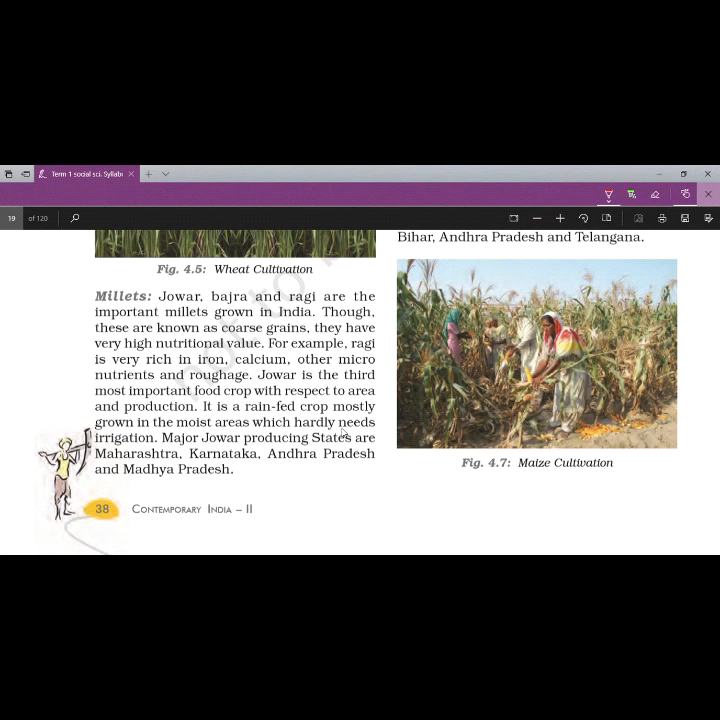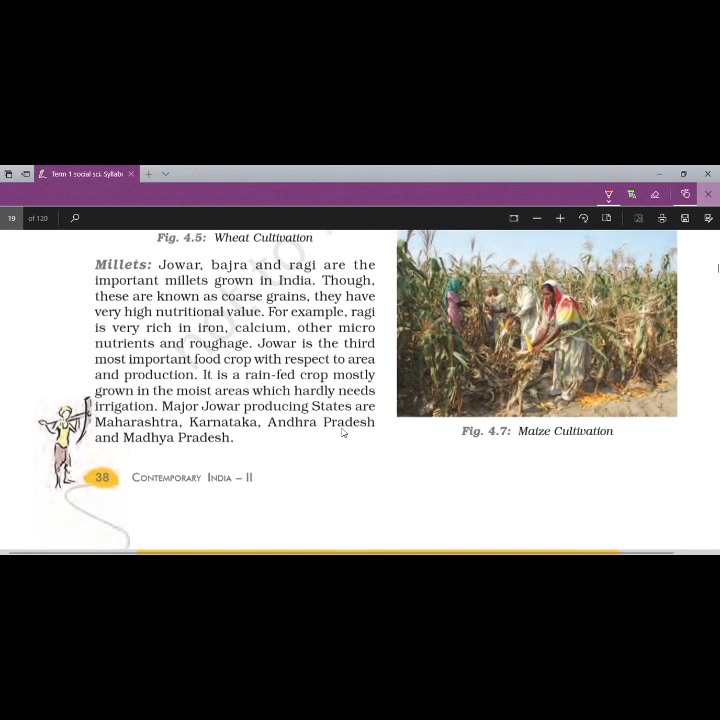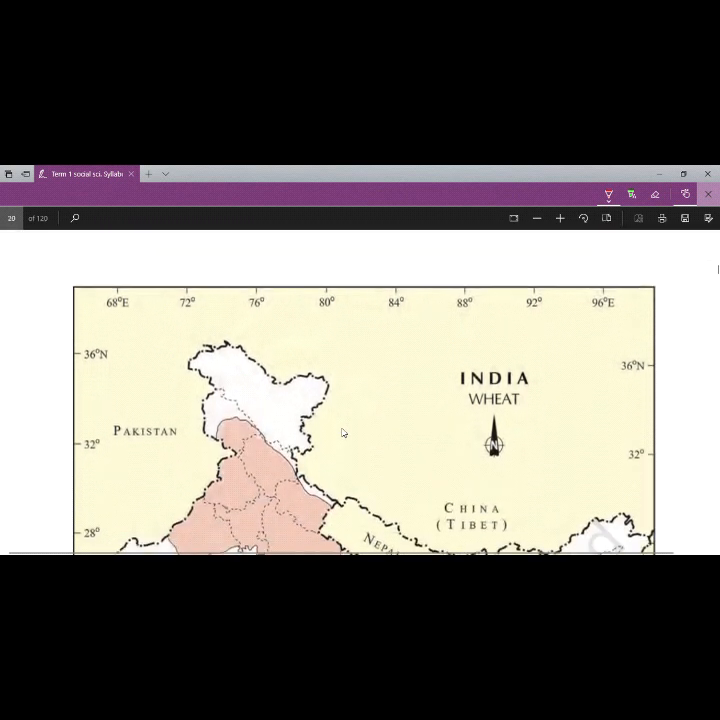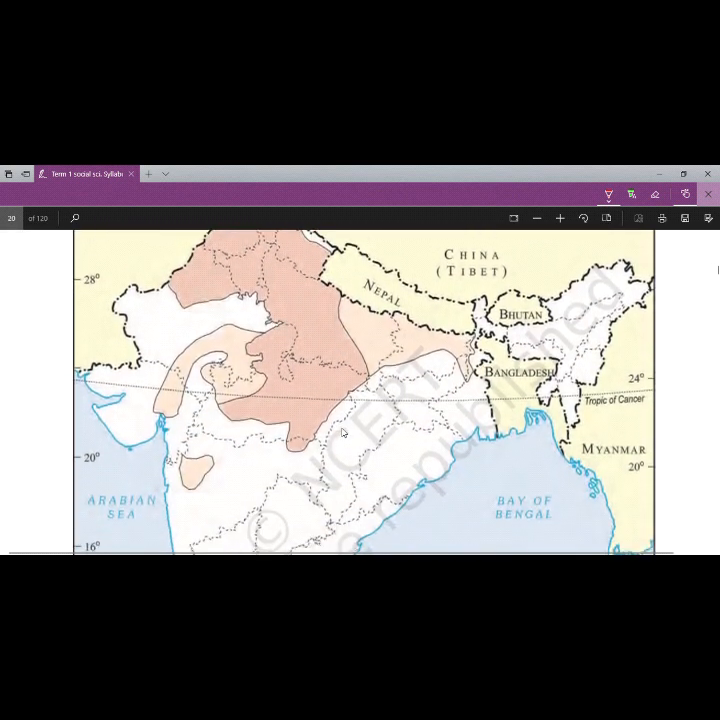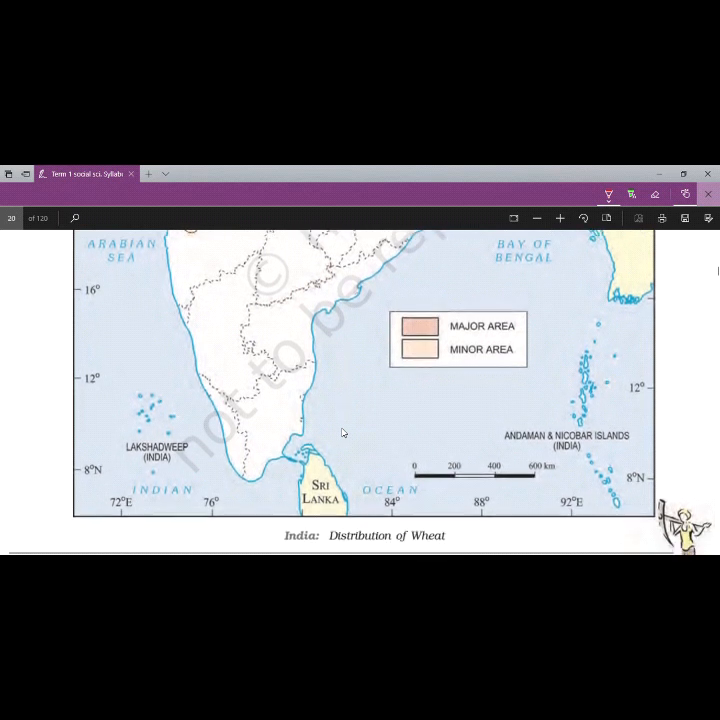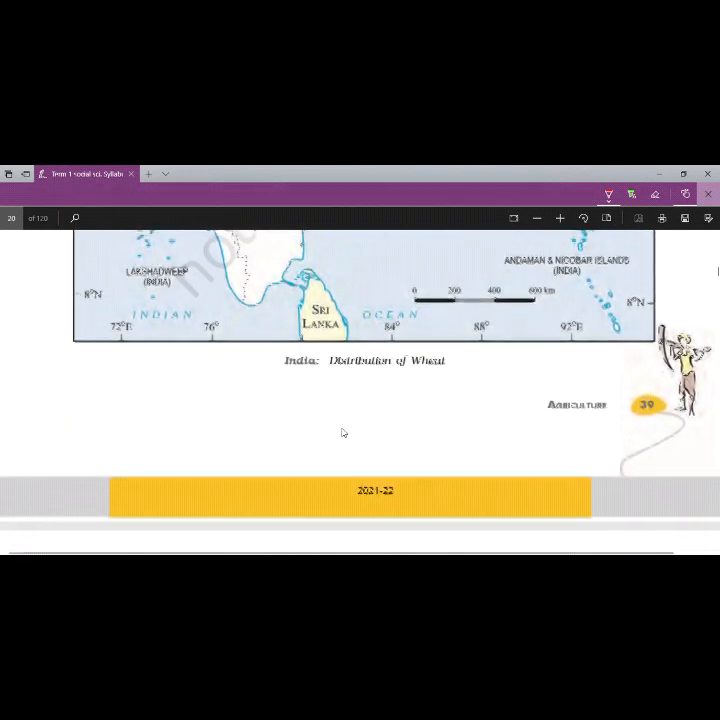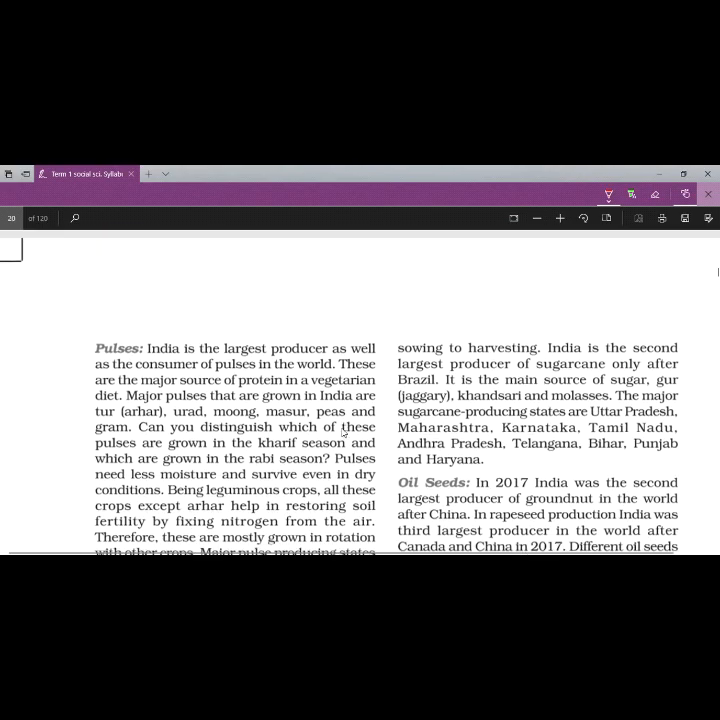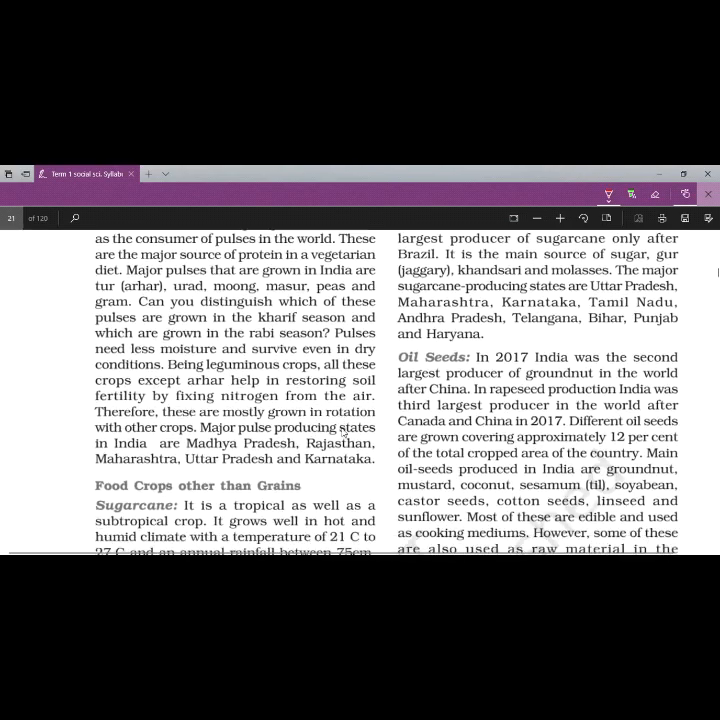Rice and wheat are done. After that, you have to memorize millets as it is. It is not included in map work, but chapter-wise, in the Term 1 theoretical exam, MCQ-type questions can be framed. The whole chapter is in your syllabus. I am telling you about the map work, what kind of questions you will get from the map.